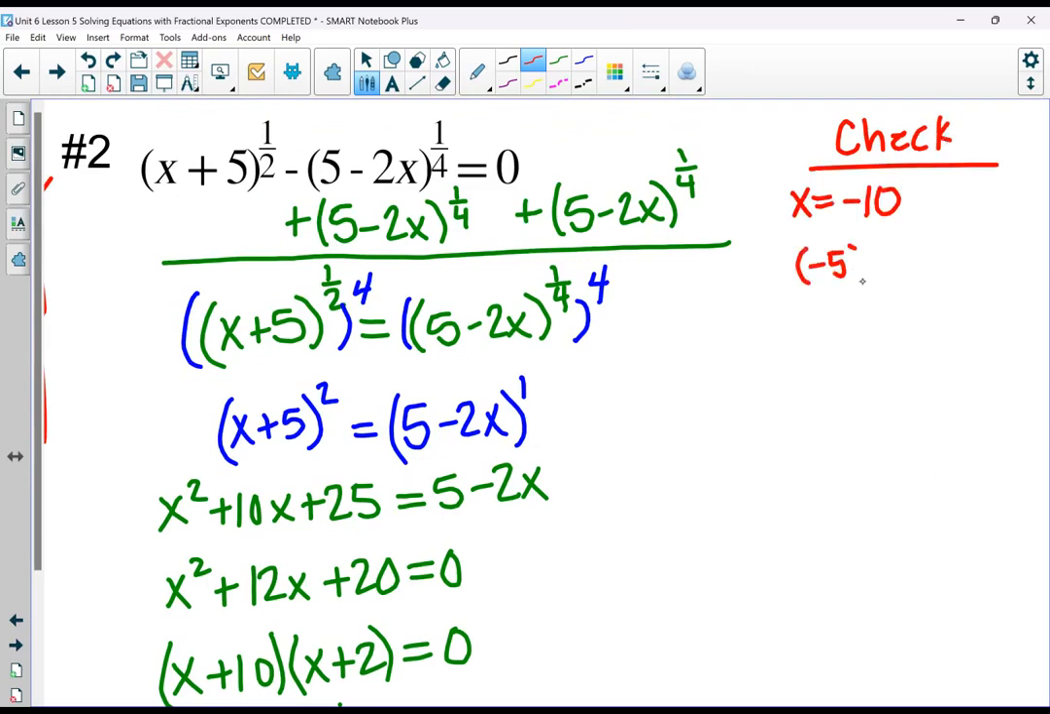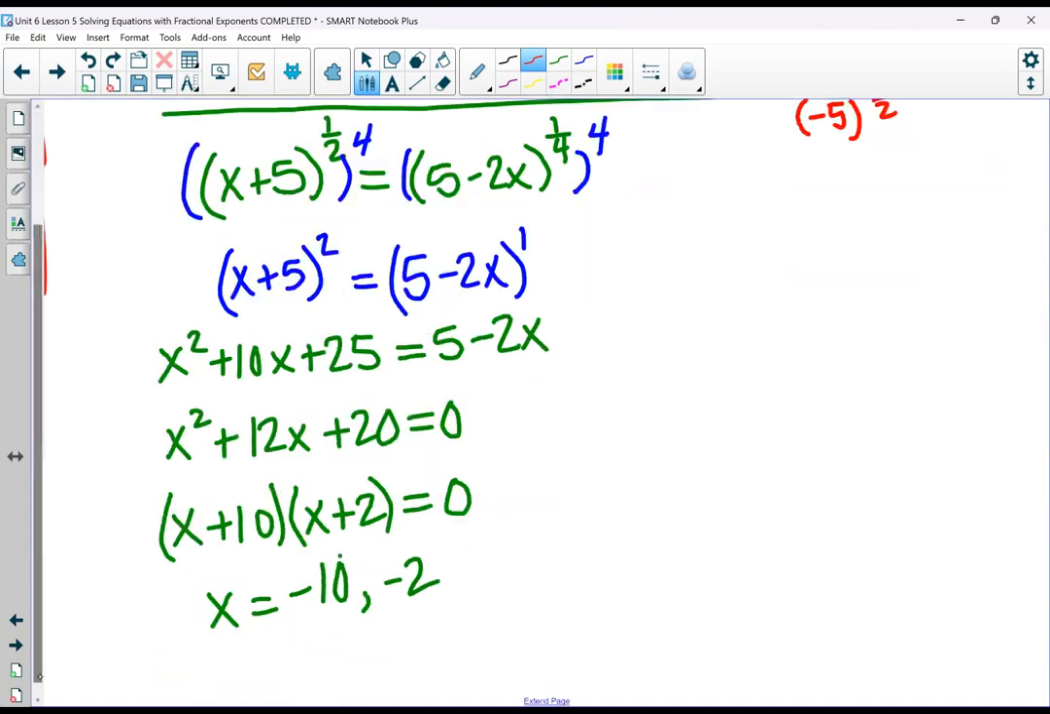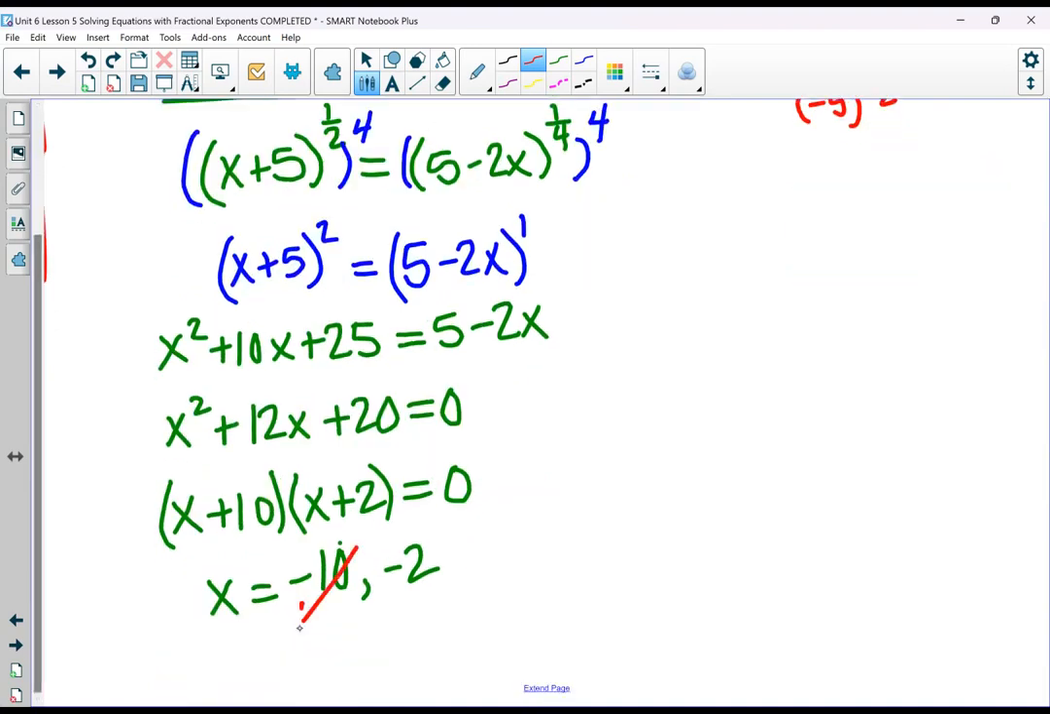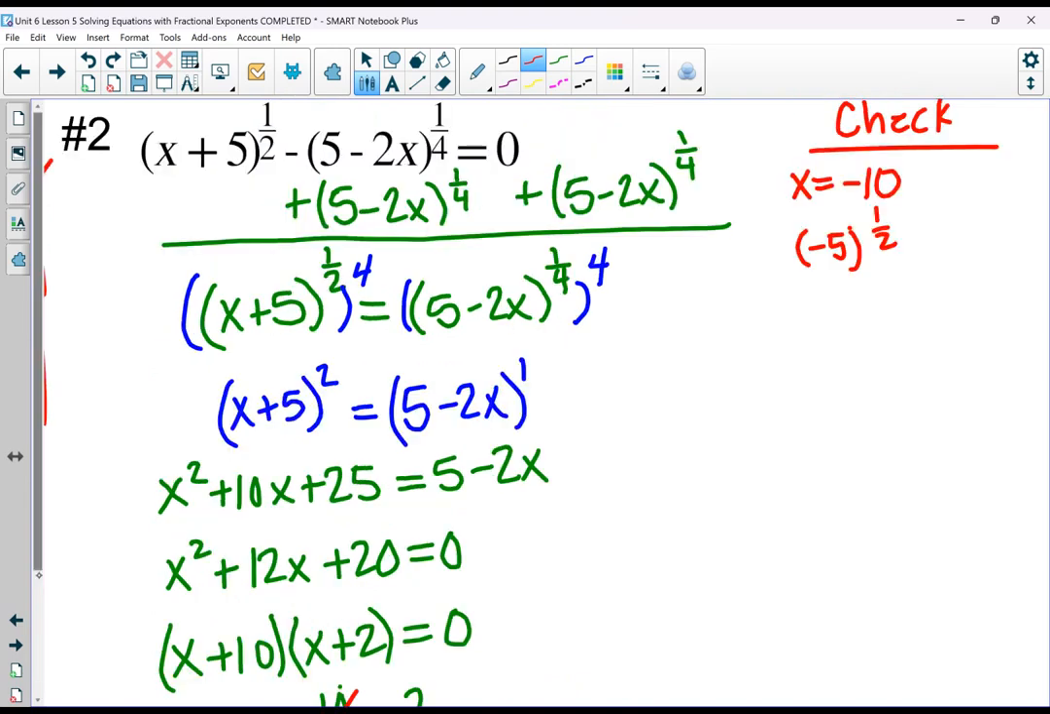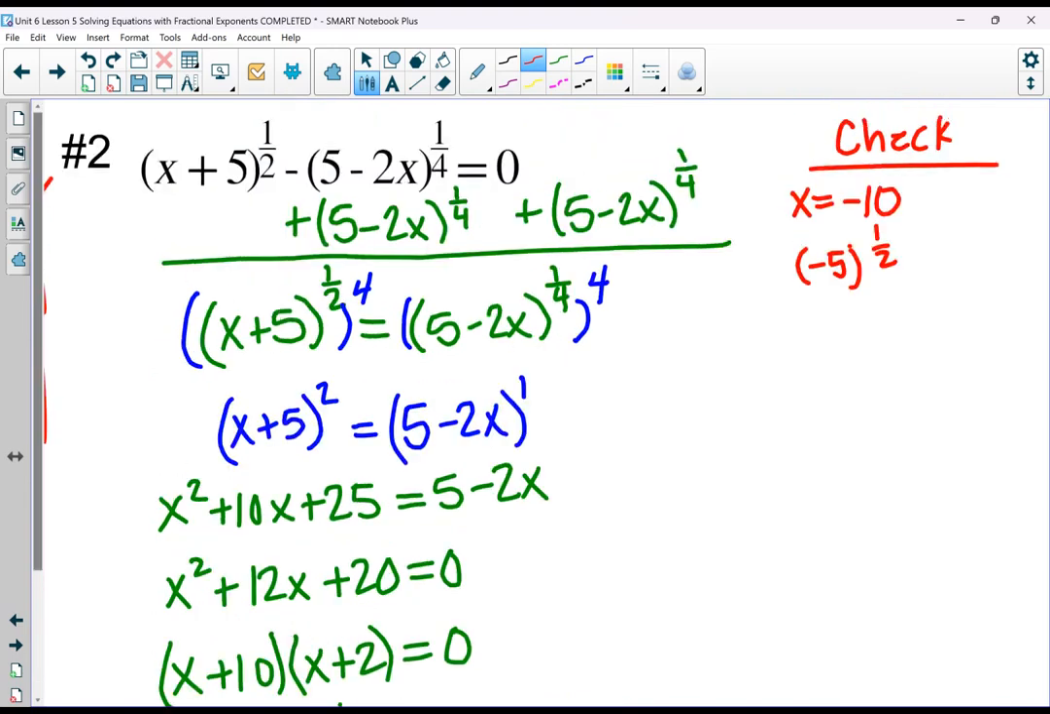When I substitute in negative 10, I get negative 5 raised to the 1/2. I know that 1/2 exponent is a representation of a square root, and I also know that the radicand of a square root cannot be negative. So right away, I realized that negative 10 is an extraneous solution to this problem. It's not possible. Cannot have a negative even root. So I actually don't need to do any more of that check. I have to follow through with the other x value.